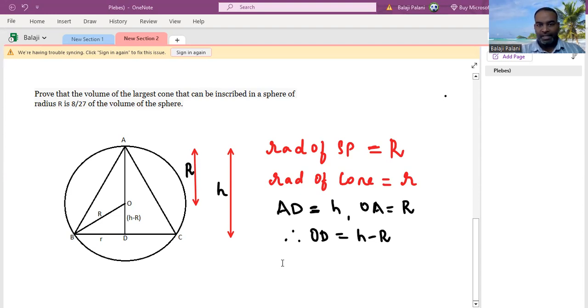All right. So I have the diagram with you, and the disclaimer for this video: you may not be given the diagram as well. So you should be prepared to draw the diagram and mark the parts correctly. What I mean by the word correctly?